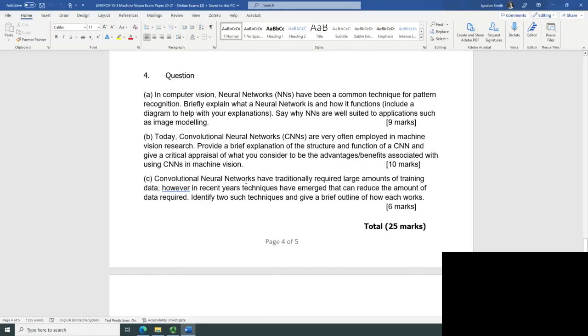Now going on to question 4, the one you've been waiting for, I suppose. In computer vision, neural networks have been a common technique for pattern recognition. What is a neural network? Does anybody want to vouchsafe an answer to that? Could you repeat the question? In computer vision, neural networks have been a common technique for pattern recognition. Briefly explain what a neural network is and how it functions.